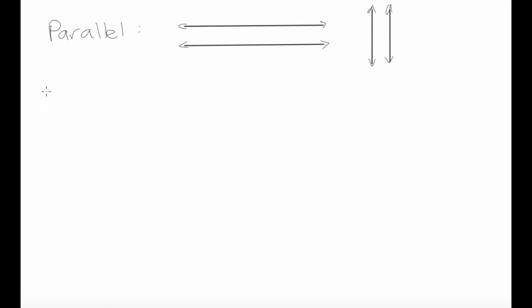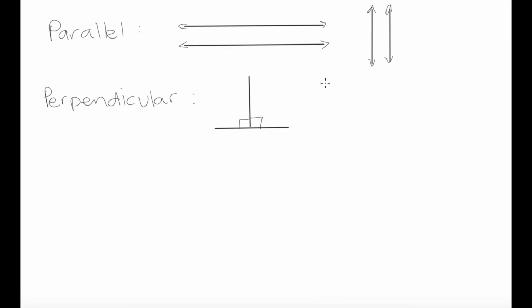Then we have perpendicular lines. Perpendicular lines are lines that intersect with one another to make 90-degree angles. So we can see here that we have two perpendicular lines. They're intersecting over here to form 90-degree angles. So this is 90 degrees and this is 90 degrees. So this is an example of perpendicular lines. They meet and make a 90-degree angle or a right angle.